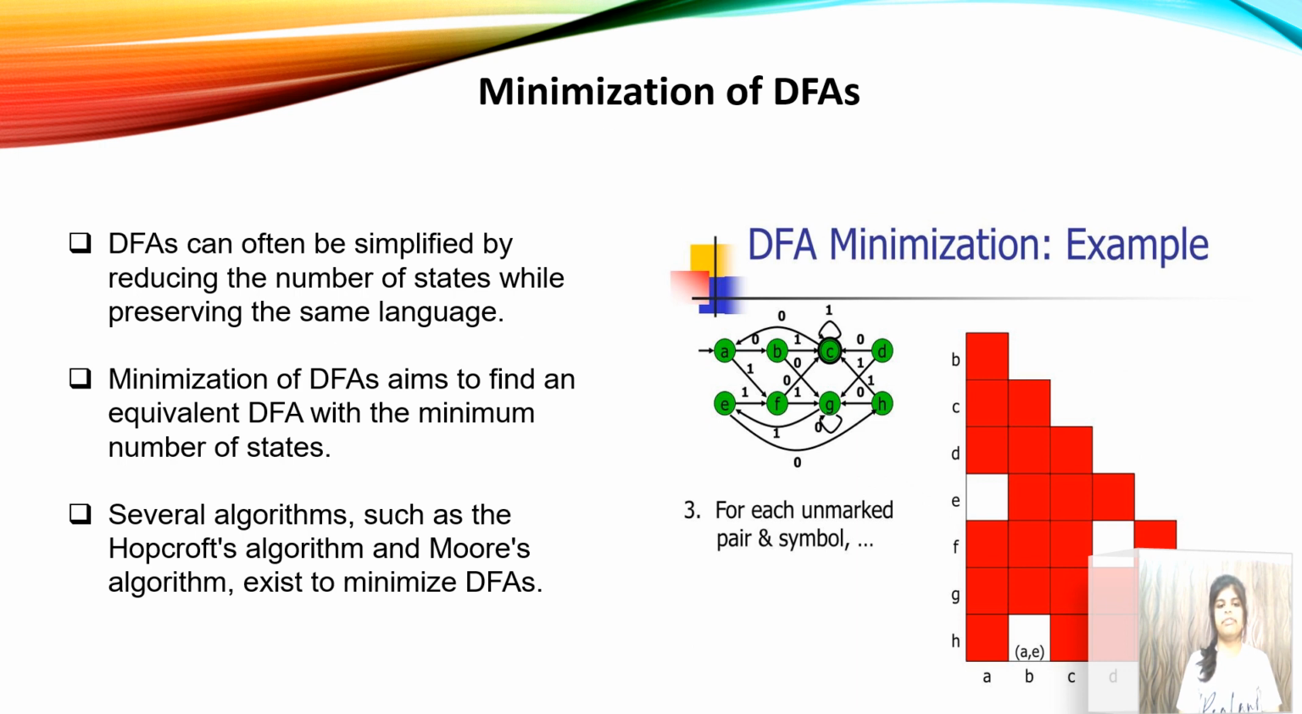Minimization of DFAs. DFAs can often be simplified by reducing the number of states while preserving the same language. Minimization of DFAs aims to find an equivalent DFA with the minimum number of states. Several algorithms such as Hopcroft's algorithm and Moore's algorithm exist to minimize DFAs.